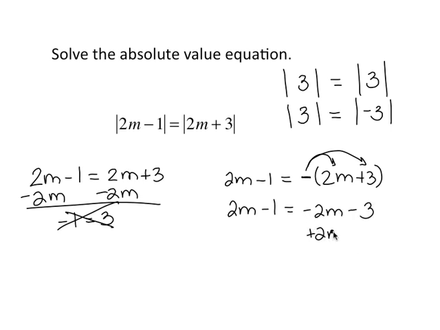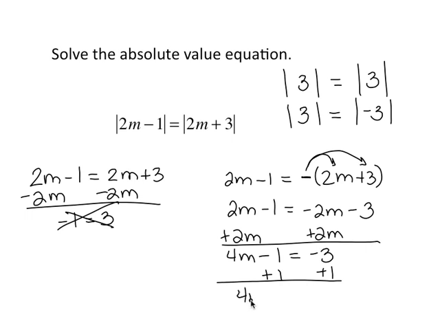I'm going to move the 2m to the other side, and I get 4m minus 1 is equal to negative 3. Add the 1, we get 4m is equal to negative 2. Divide by 4, and we get m is equal to negative 1/2.